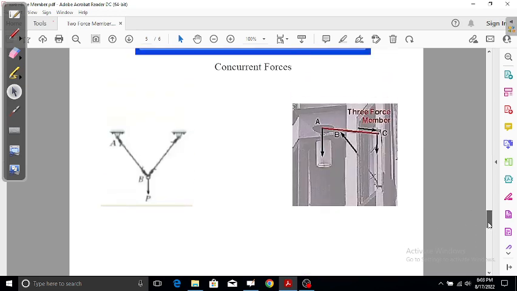So we have another example over here. If you look, there are basically two cables and an external force P. This three forces are converging at this point. We can see one tensile force here, one tensile force here, and one downward force P. So again, this will be a three-force member. Another example, so that our concept is crystal clear, is this three-force member.